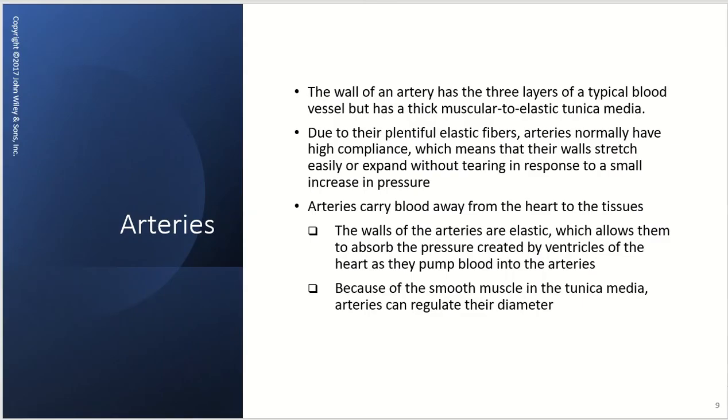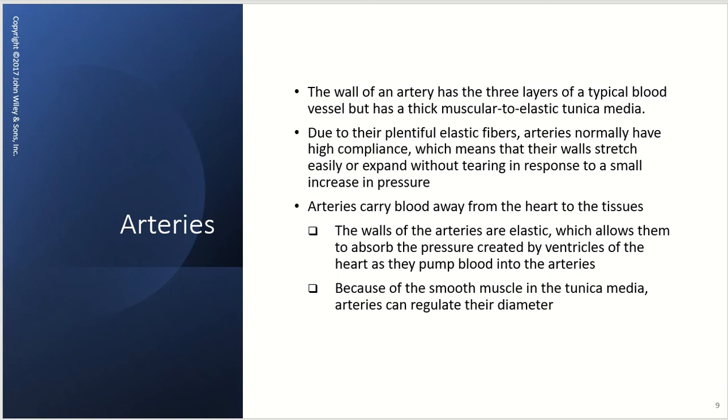So now that we've looked at the various layers of the blood vessels generally, let's look at the actual individual vessels, or the different types of blood vessels that we have. For starters, we have the arteries. The wall of an artery, like we said, is going to have those 3 layers of a typical blood vessel, but it's going to have a thicker muscular to elastic tunica media.